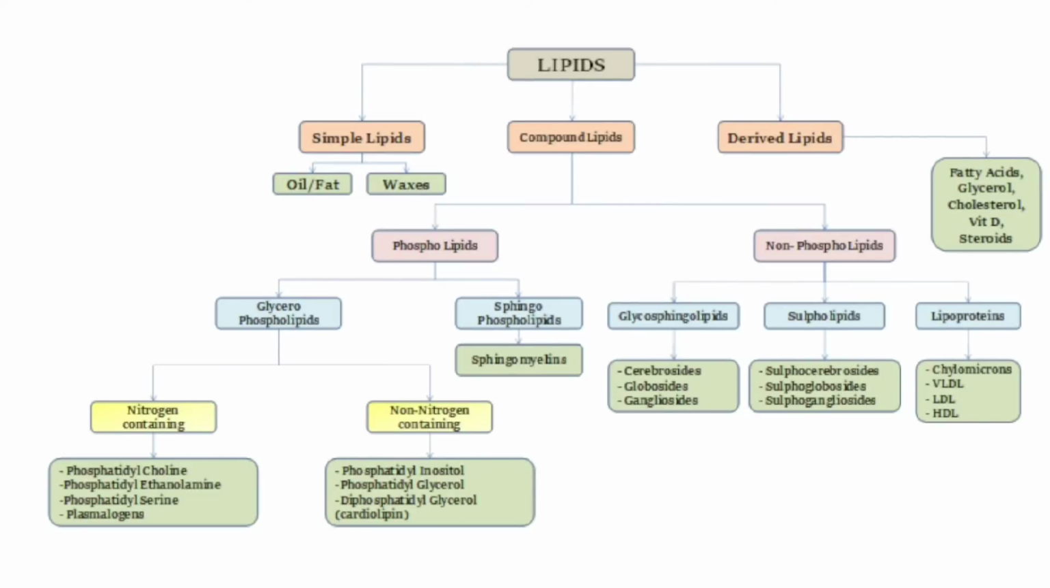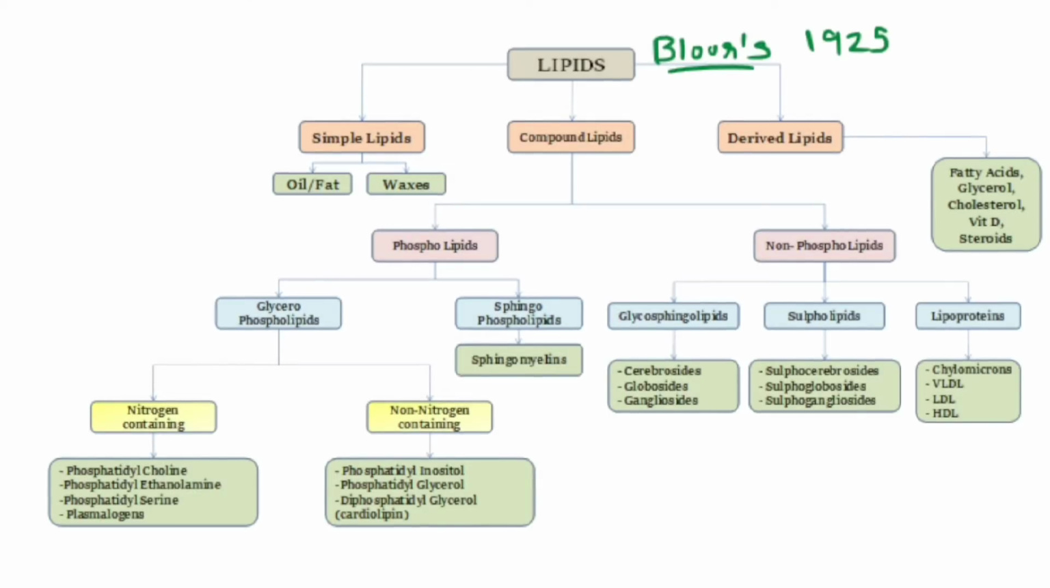Now let's see the classification. It might seem complex at first, but by the end of this session, you will have a clear understanding and be able to answer related MCQs. We will break it down and make it easy to remember. Classification of lipids was proposed by Bloor in 1925, so it's called Bloor's classification of lipids.